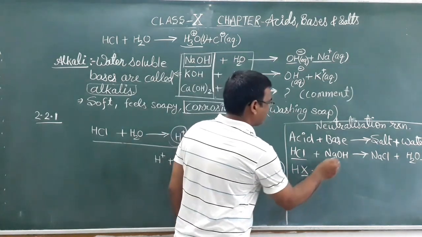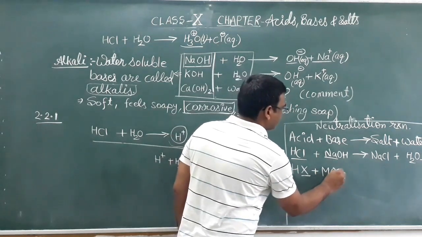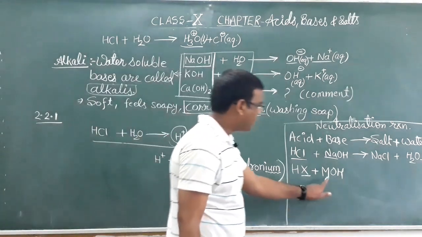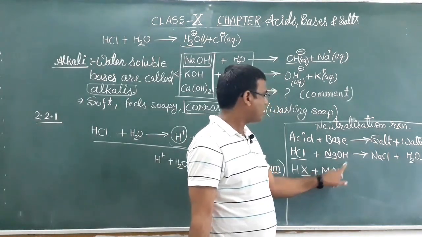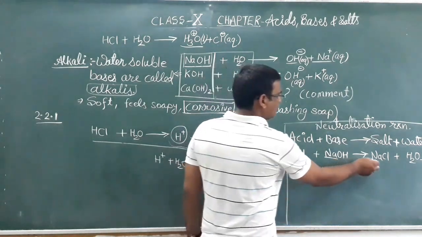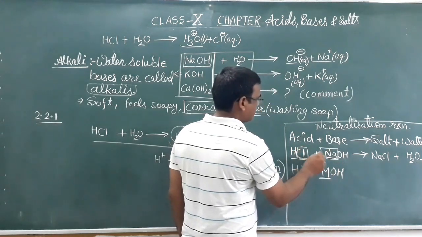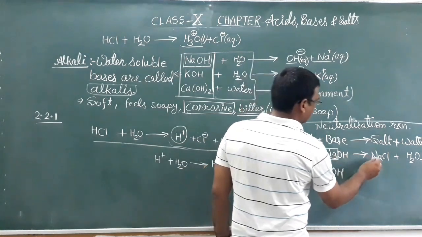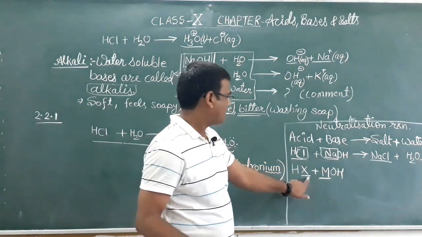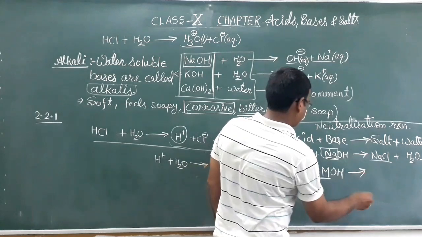Next is the base. Here sodium is a metal, so we may write it this way also: MOH, metal hydroxide, like sodium hydroxide. Now in this reaction, what did you observe? The sodium part of the base and the Cl part of the acid get attached and form NaCl. In the same way, the M part of MOH and the X part of HX will fuse, and it will form MX.